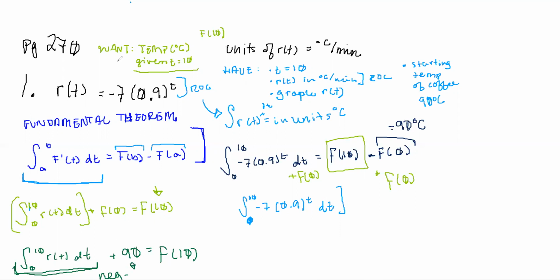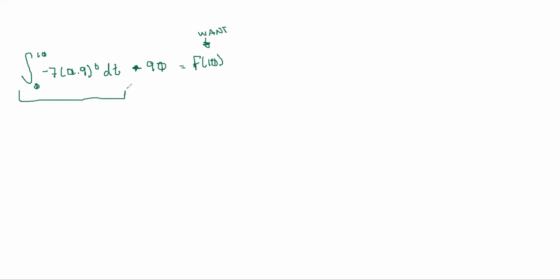Okay, so I am going to clear away some of this stuff and put what we have right now. So we have from 0 to 10 the equation negative 7 times 0.9 to the t dt, plus 90, is equal to f of 10, which is what we want. So let's solve it. How are we going to end up solving this? No ideas? The first thing I would do is pull that negative 7 out of there because I don't want it to bother me.